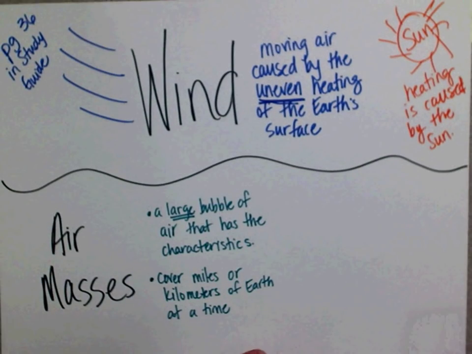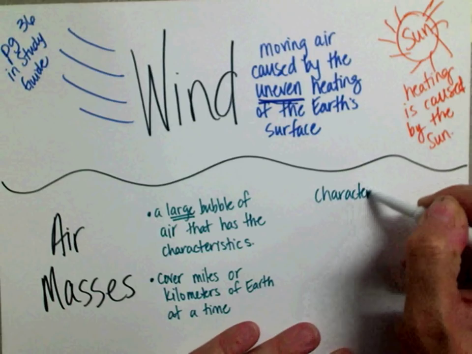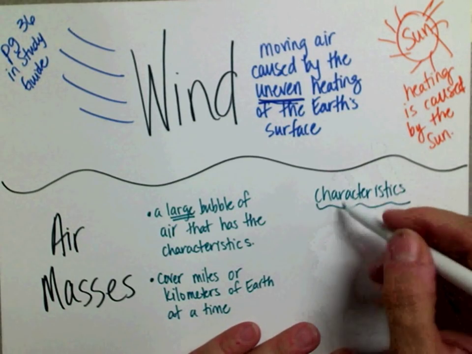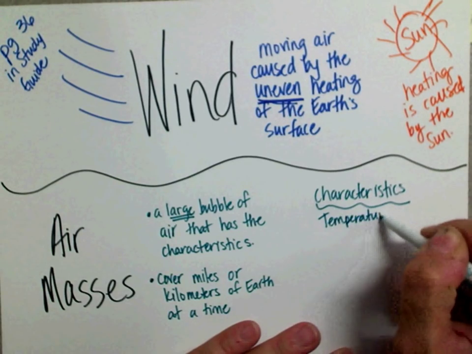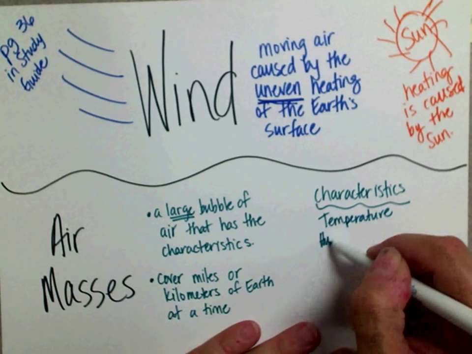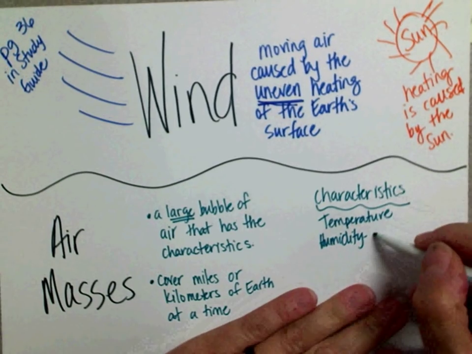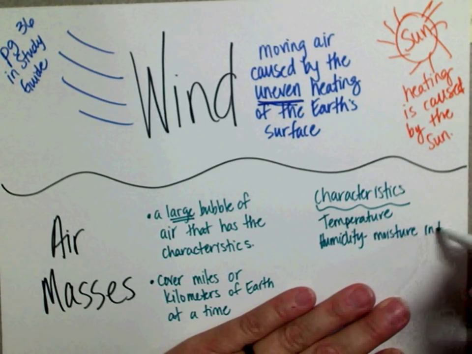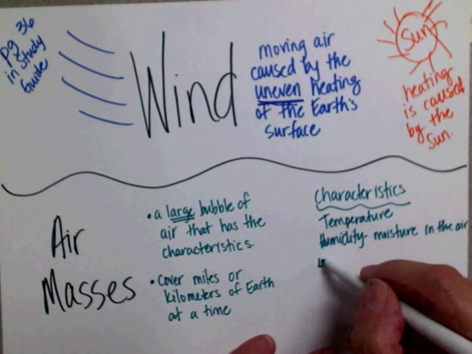Now, they have very specific characteristics. Those characteristics are temperature and humidity. If you remember from the weather homework, humidity is that moisture in the air.